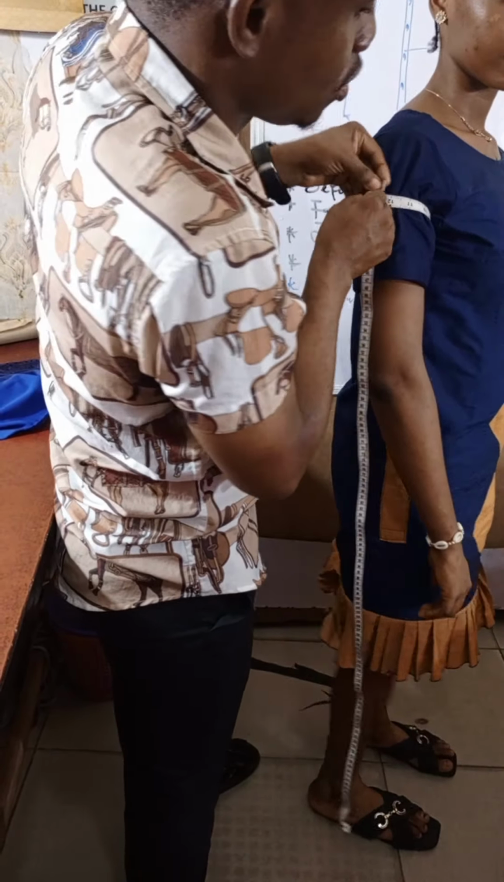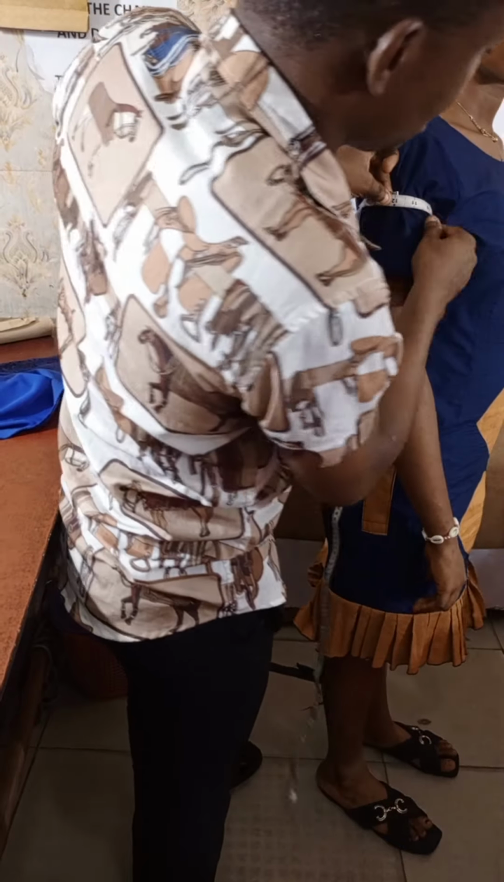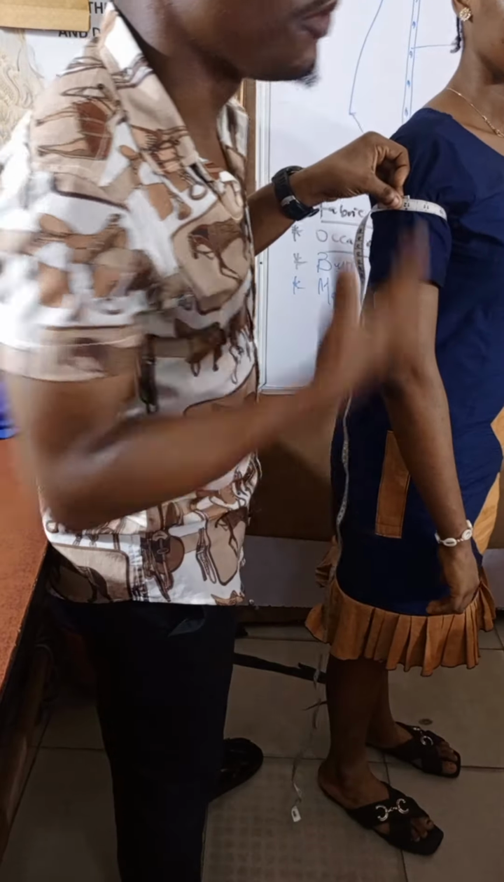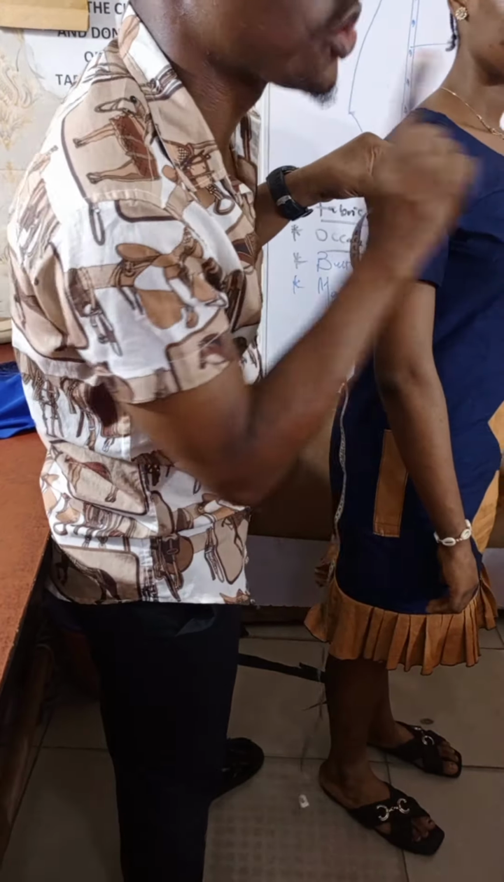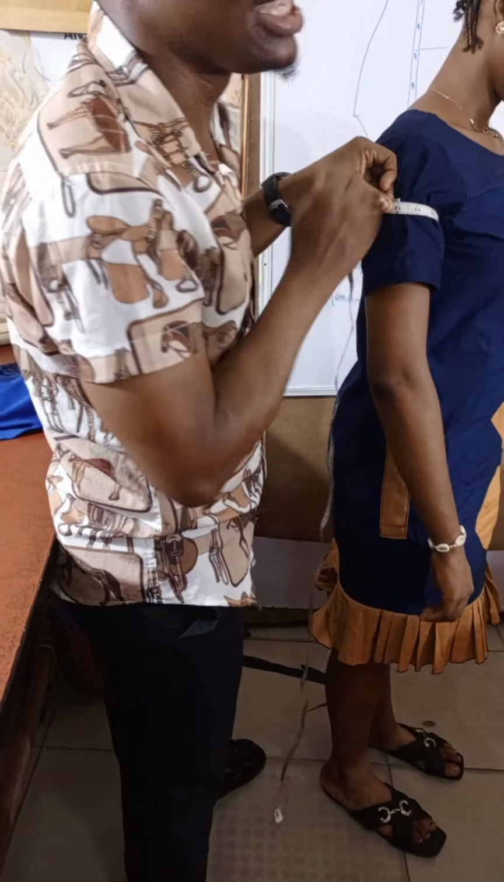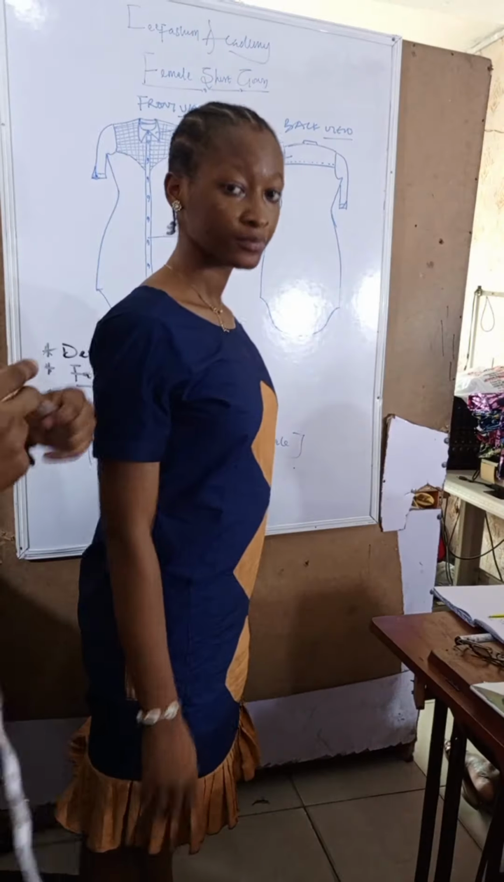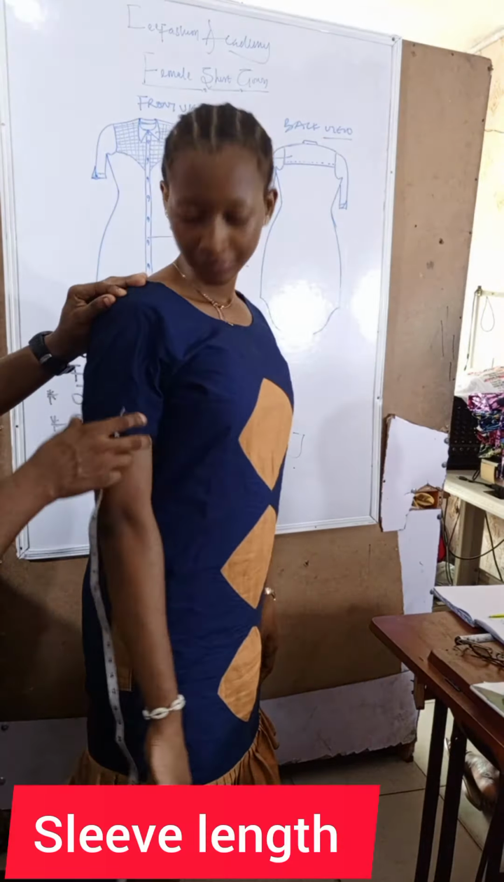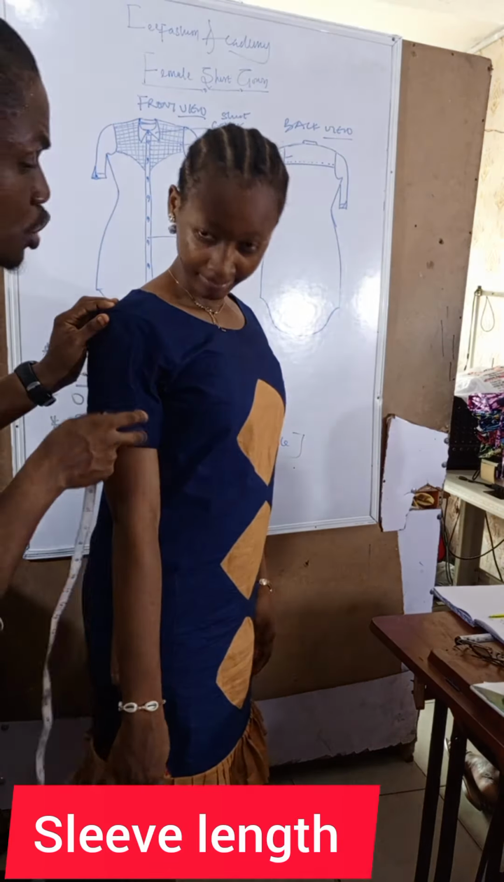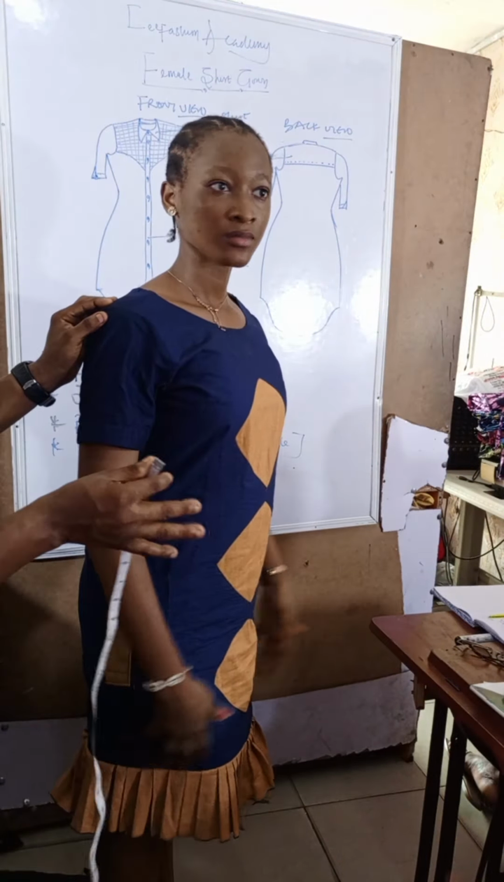Now look at it. So the bicep, the fitted bicep in this case is 12 inches. If you want it to be free, you can go ahead to add extra 1, making it how many? 13 inches. So the next thing we are going to be doing is to measure the sleeve length. So in the sleeve length in this case, which one do you want? Is it a short sleeve or a long sleeve or a 3/4?